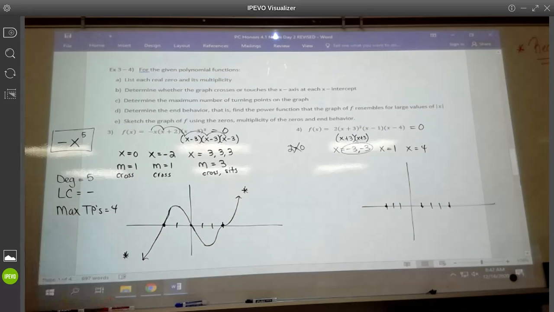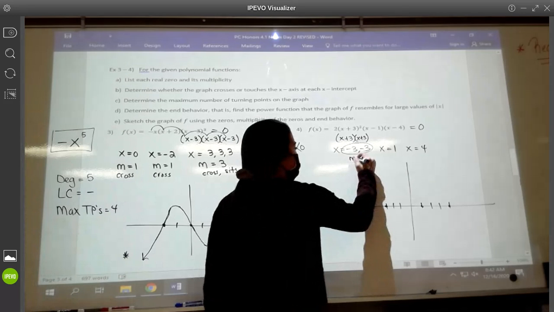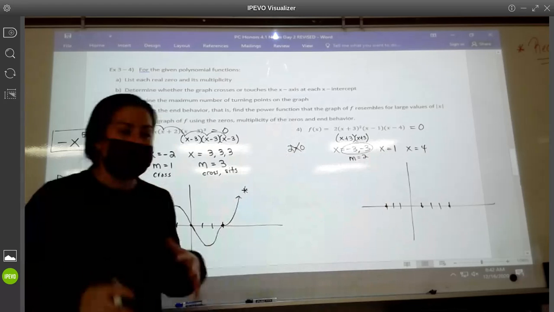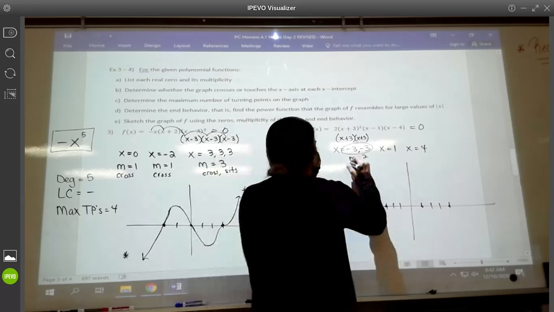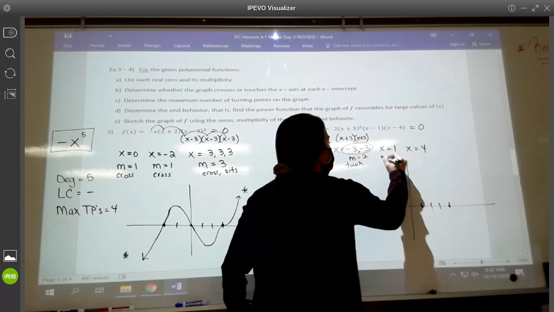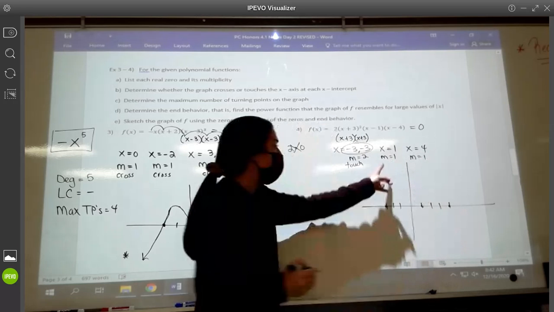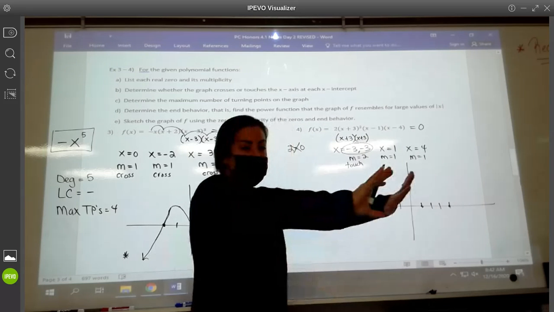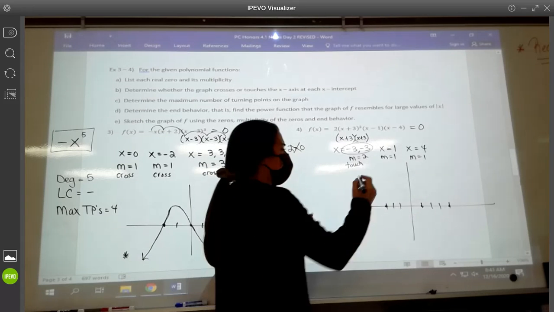Start looking at the crosses and touches. Guys, this has a multiplicity of 2. Even multiplicity just touches the x-axis. It doesn't cross. That's a bounce or a touch. All right, x equals 1 was multiplicity 1, and x equals 4 was multiplicity 1. So those are just normal crossovers. A normal x-intercept, odd multiplicity 1, that's just a normal cross.